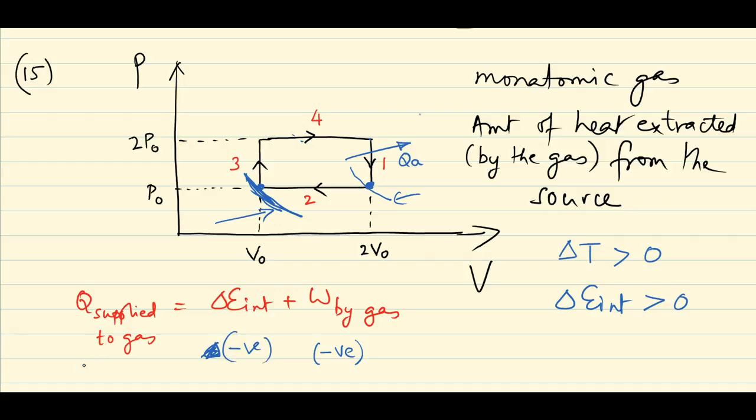That means that the Q supplied to the gas is negative, which would mean that the gas supplies positive heat to the surroundings.